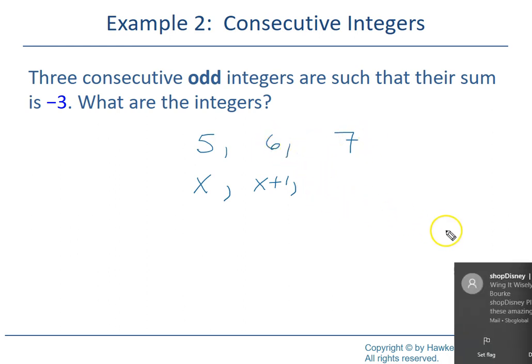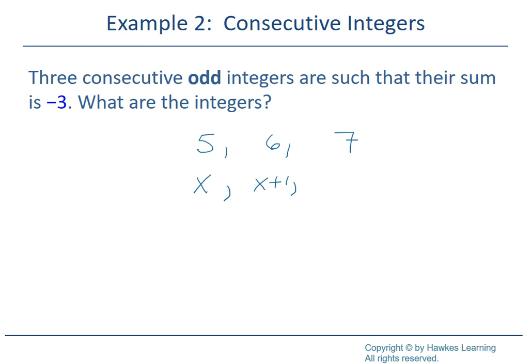And the one after that, again using x as our 5, how do we get 7? Well, x plus 2. So again, take some notes on this. In algebra, this is always the way to write consecutive integers. If this is 9, then this is 10, and this is 11. If this is 20, then this is 21 and 22.